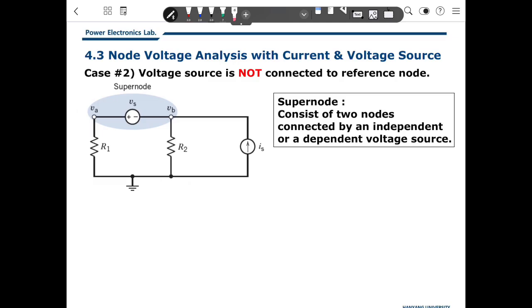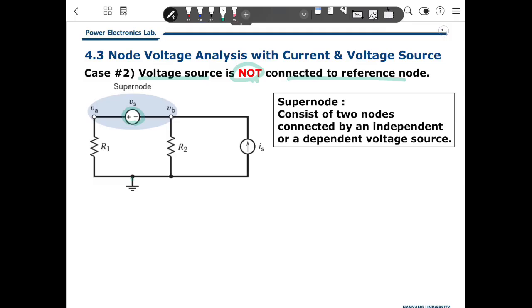Then this is another example. This is where we have to use the supernode. In this case, the voltage source is not connected to the reference node. It is a little complicated problem here. So in this case, VS is connected in this way. I mean, the point is not ground.